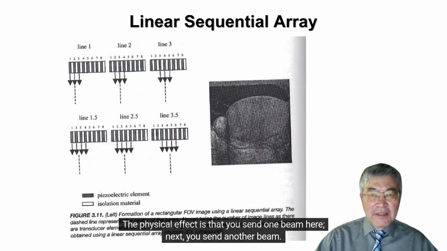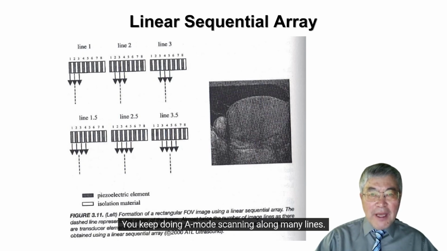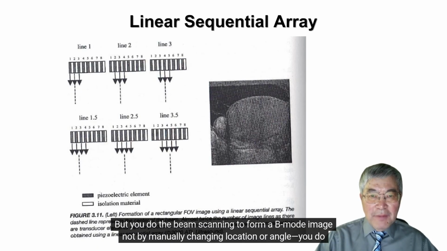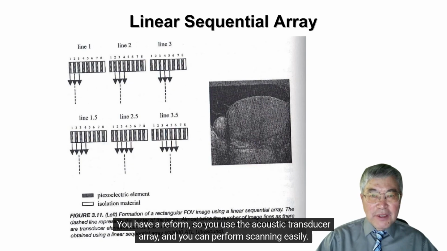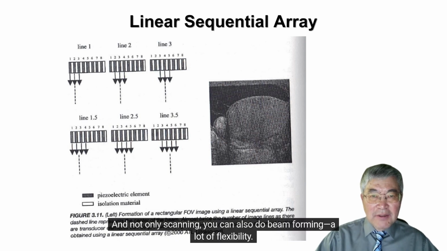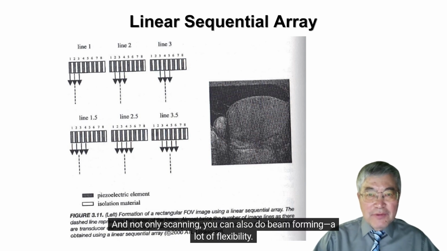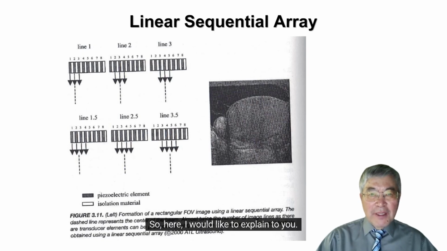The physical effect is that you send one beam here, next you send another beam. You keep doing A-mode scanning along many lines. But you do the beam scanning to form a B-mode image not by manually changing location or angle, you do it mechanically or electronically. This is very convenient. You use the acoustic transducer array and you can perform scanning easily. And not only scanning, you can also do beamforming, a lot of flexibility. So here I would like to explain to you.